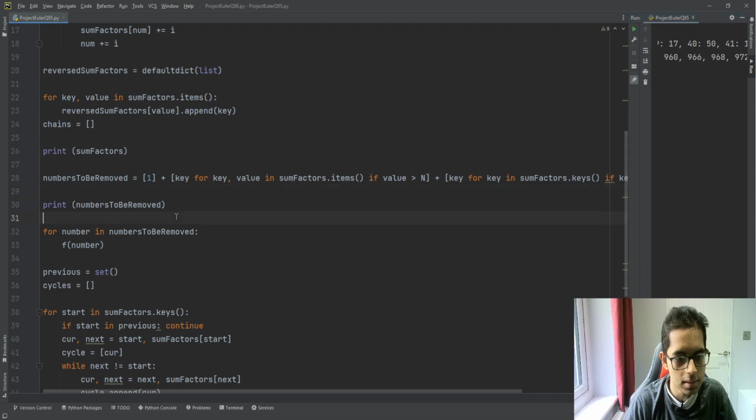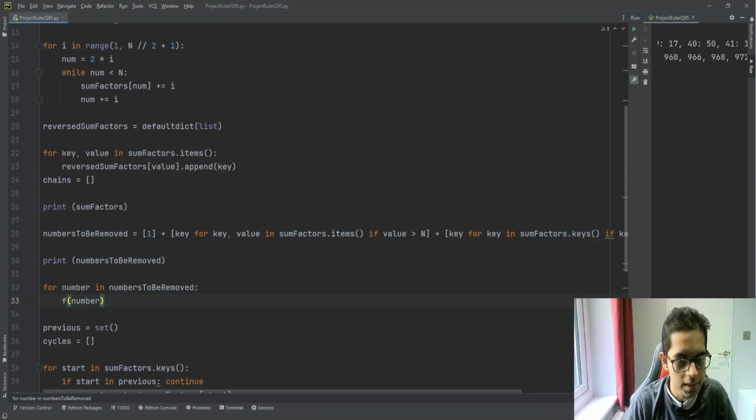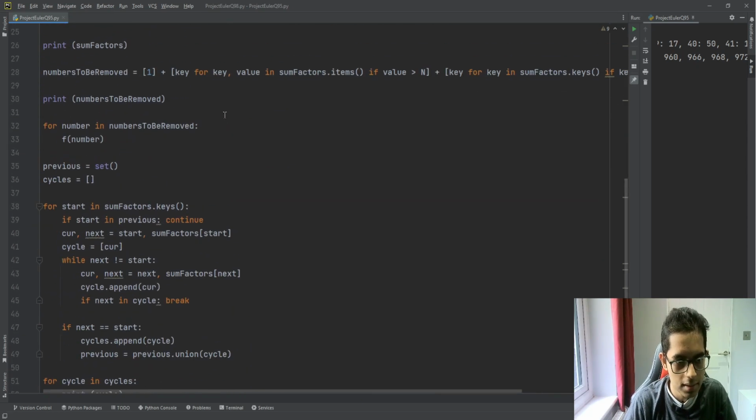Okay, so all of these numbers would then get removed. So for each number removed, we essentially carry out f, and f of n, in this case, just corresponds to deleting that number from the sum factors array. And if that number's in reverse sum factors, then we also need to get rid of it inside sum factors, reverse sum factors.